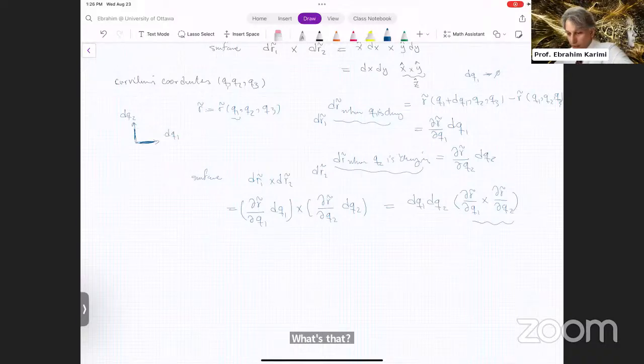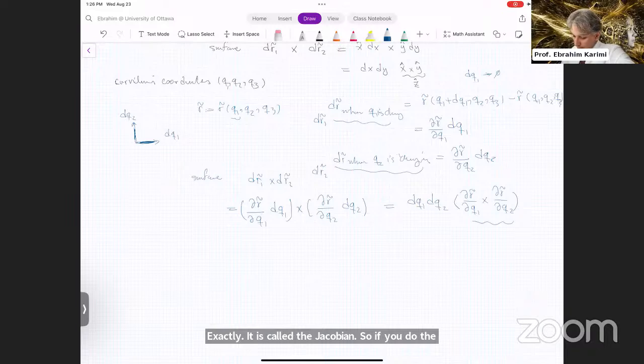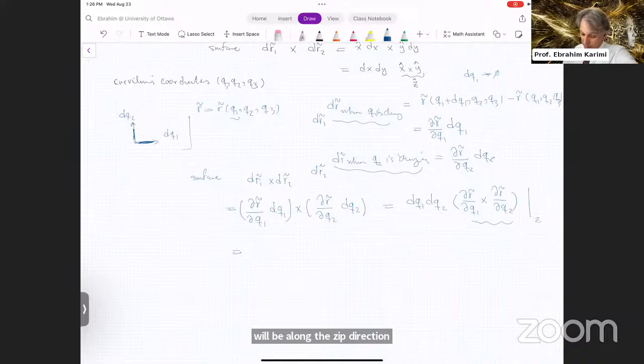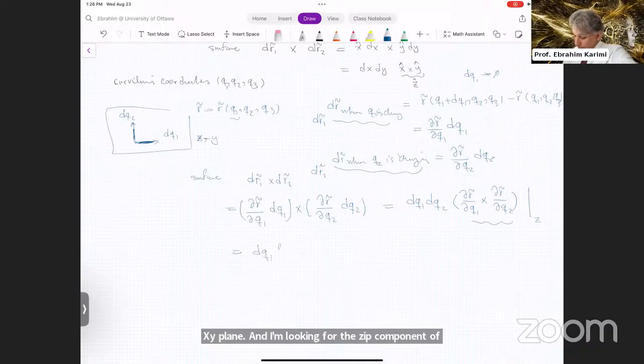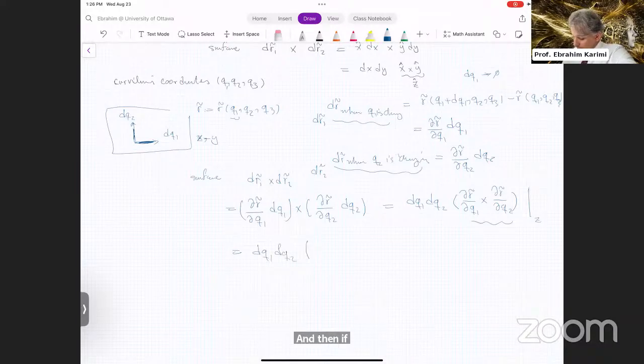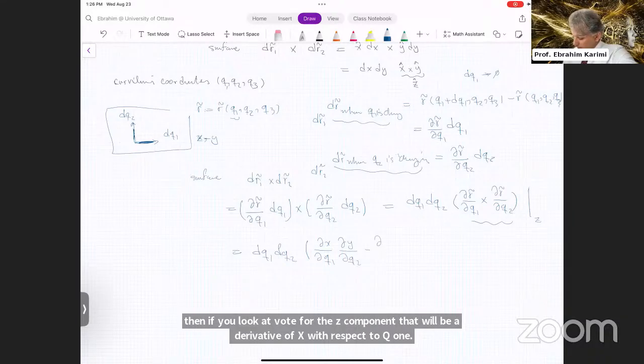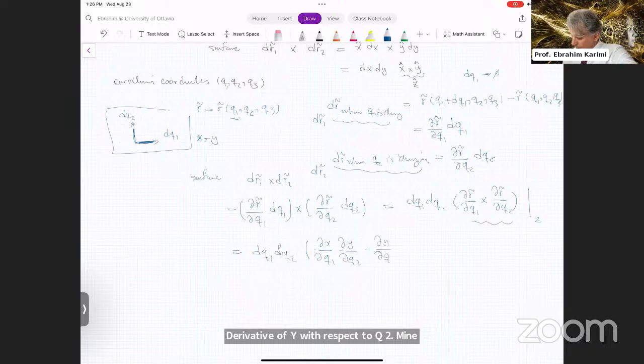Exactly. It is called the Jacobian term. If you do the calculation, what I'm looking for will be along the Z direction, because that is in the XY plane. So I'm looking for the Z component of this, which will be dQ1 dQ2 times the Z component of that, which is the derivative of X with respect to Q1 times the derivative of Y with respect to Q2, minus the derivative of Y with respect to Q1 times the derivative of X with respect to Q2.